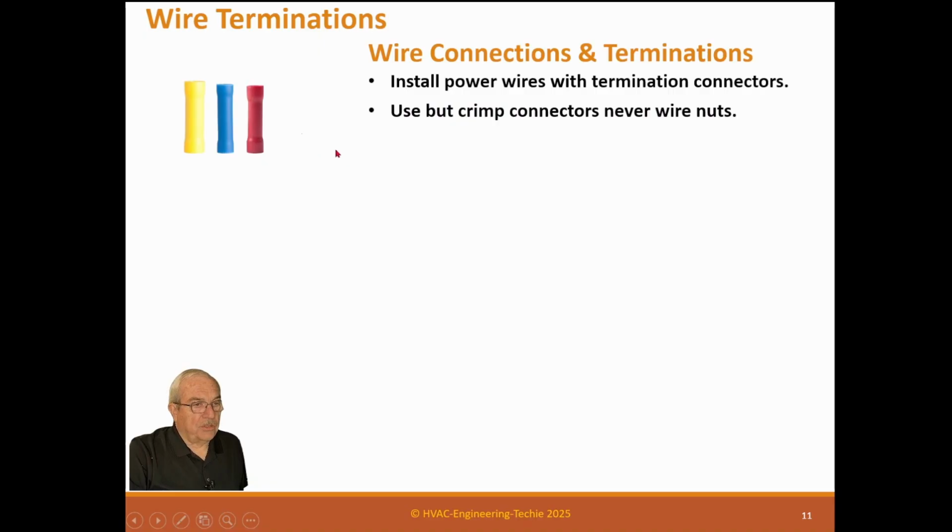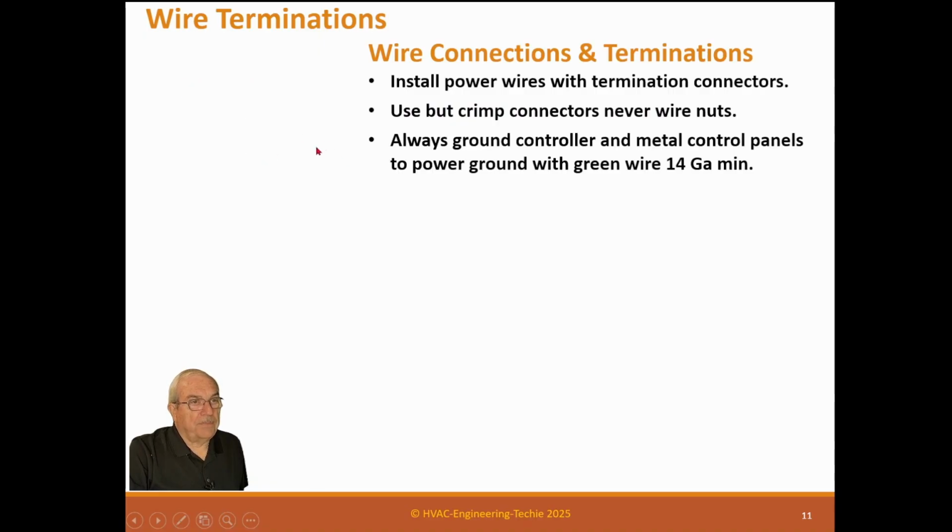This is the traditional crimp. It doesn't really matter as long as it's crimp. Always ground controllers and metal control panels to power ground with green wire, 14 gauge. So everything, you need to make sure your panel's grounded, because there's a whole bunch of things we have to ground in wire that come next. But we've got to have a major ground to the panel itself.